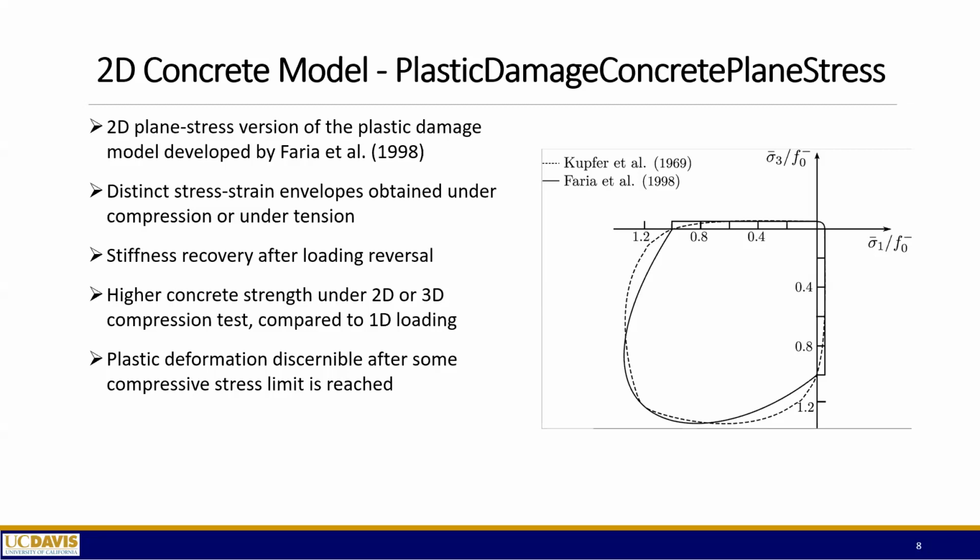We have a higher concrete strength under 2D or 3D compression tests compared to 1D loading. And also the plastic deformation is discernible after some compressive stress limit is reached. All of those behaviors come from tests and physical experiments, and this model is capable of simulating all of them. That is one of the main reasons we use it for simulating the behavior of concrete shear walls and plates.